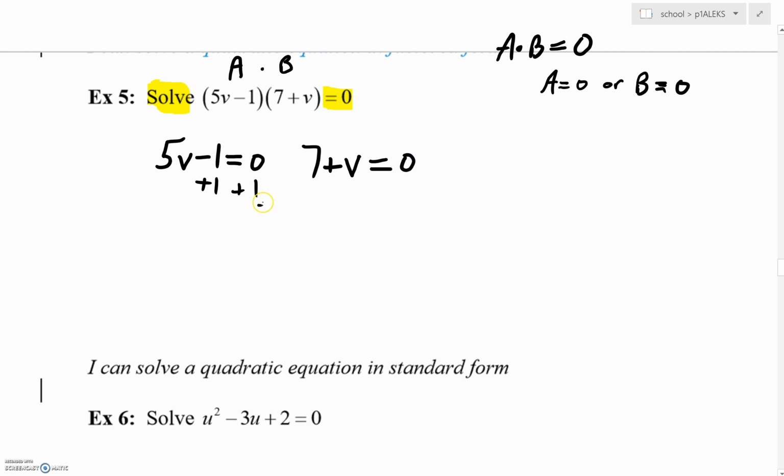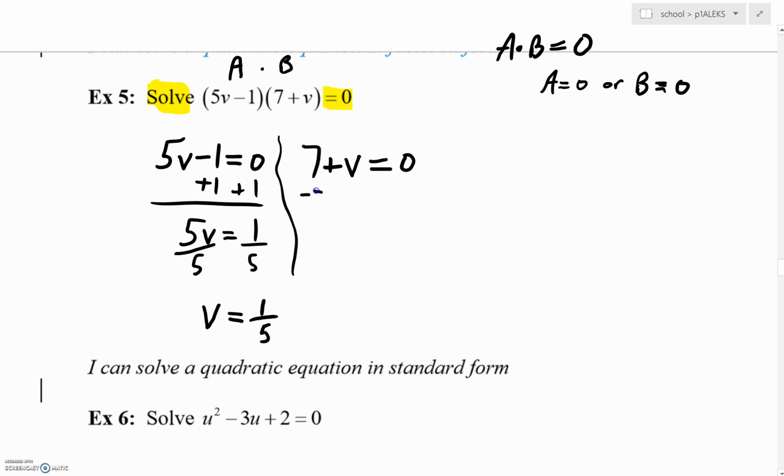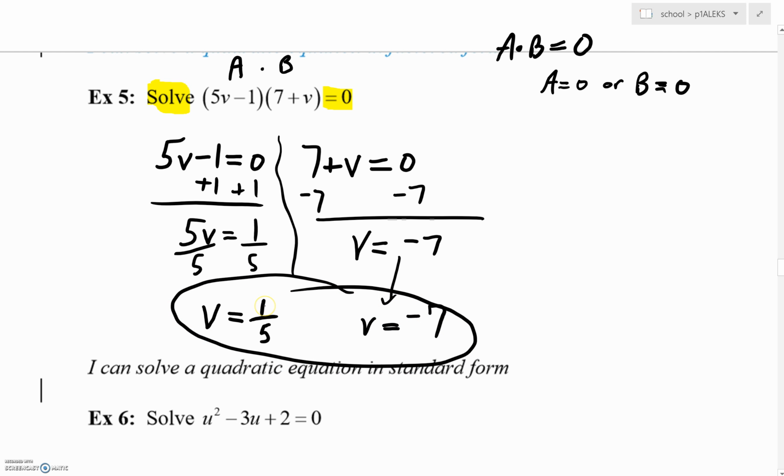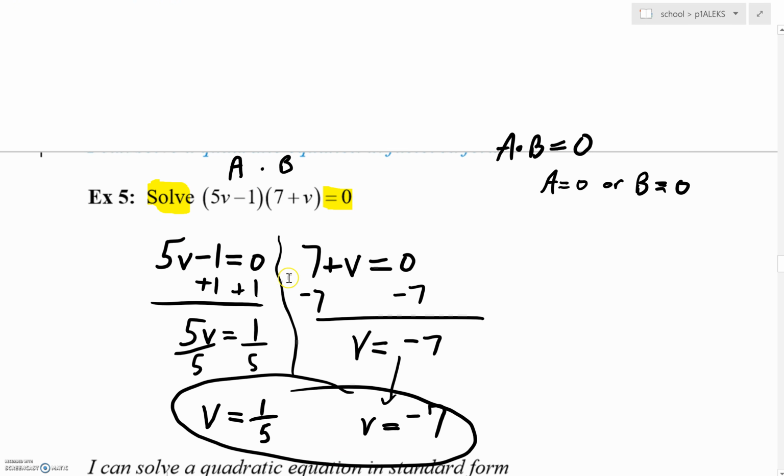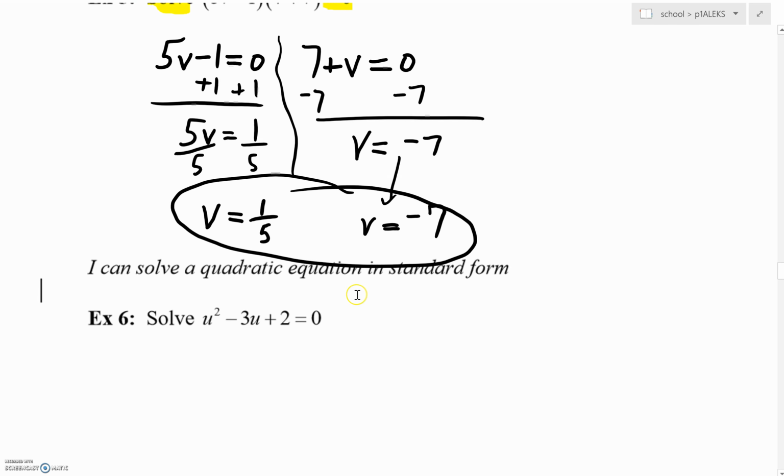So for our first equation, I will add a 1. Then I will divide by 5. I will have a fraction. I'll have v equals 1 over 5. For this second equation, I will just subtract a 7. And I'll have v equals negative 7. So your answers, there are in fact two of them, would be the fraction 1/5 and negative 7. We don't have answers like we had prior, in factored form with parentheses. Here we get specific numbers.